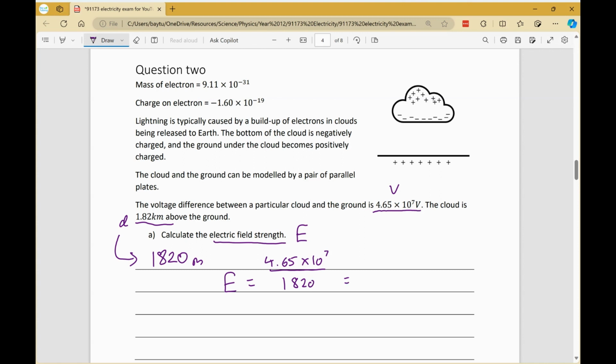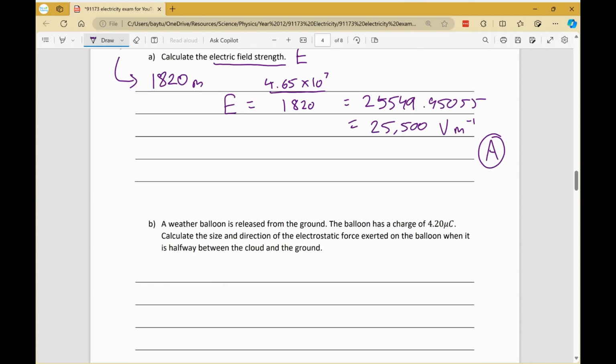And that gives 25,549.45055, which I think we will just round to three significant figures, so 25,500 volts per meter. There we go. Nice, achieved, to get us started on question 2. Let's go on to part B.